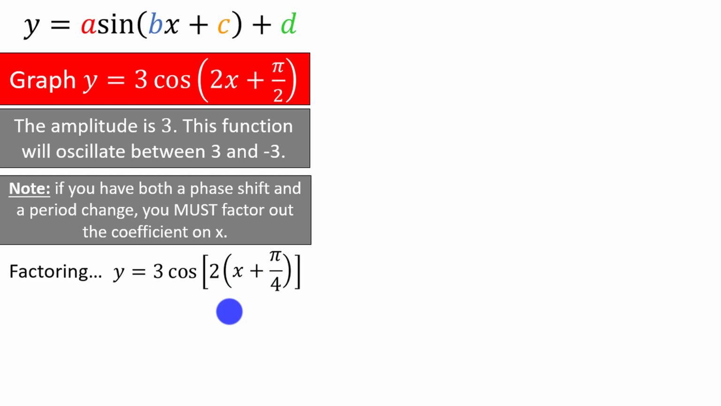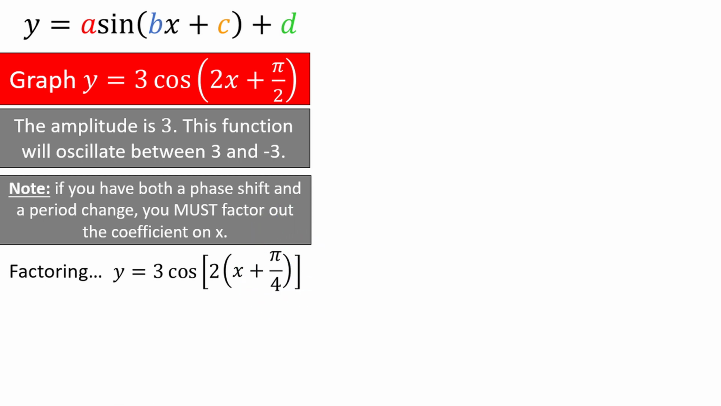Multiply it out just to check to make sure that it works. 2 times x is indeed 2x. 2 times pi over 4 is indeed pi over 2. If you're struggling with the factoring step, just remember that factoring is really just dividing out some value. So in this case, we are dividing out 2. So all you have to do is take pi over 2 and divide by 2, and that will give you the pi over 4 that we need in the factoring step.